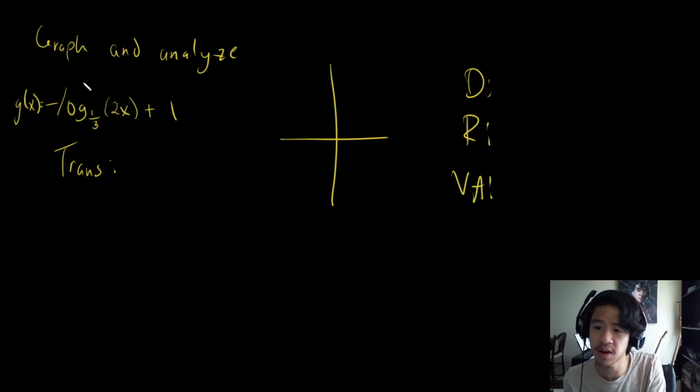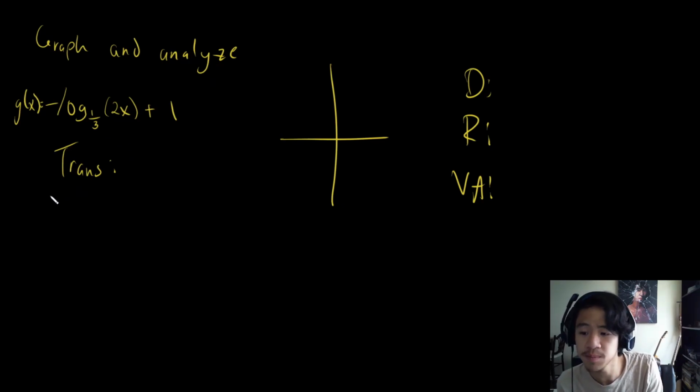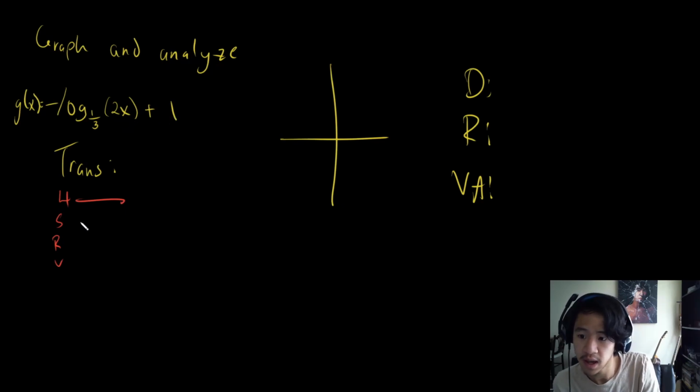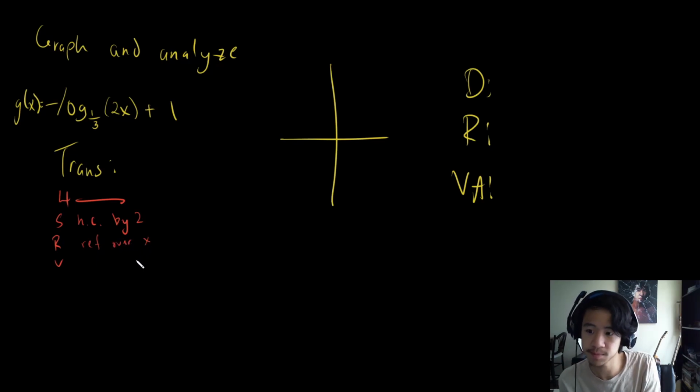All right, so we got graphing and analyzing this bad boy of a function. Same steps, let's figure it out. So we got to do Harry Styles, rocks, V-necks for our transformations. So first, we have no horizontal shifts. We have a horizontal compression by 2, or by 1/2, whichever one you like. And then we have a reflection on the outside, so this is a reflection over the x. And then we have a vertical shift up 1.